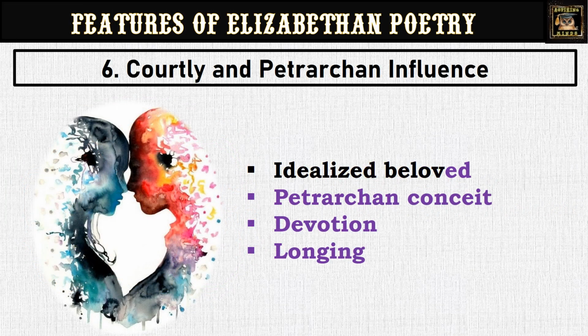The courtly love tradition and Petrarchan influences exerted a significant impact on Elizabethan poetry, shaping its themes, forms, and language. I just explained some time back about the Petrarchan or the courtly love tradition of placing the mistress on a pedestal and worshipping her as if she was a goddess. The poets often idealized their beloveds, employing Petrarchan conceits and conventions to express the feelings of devotion and longing.